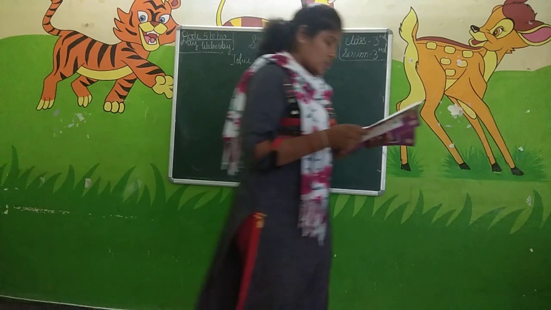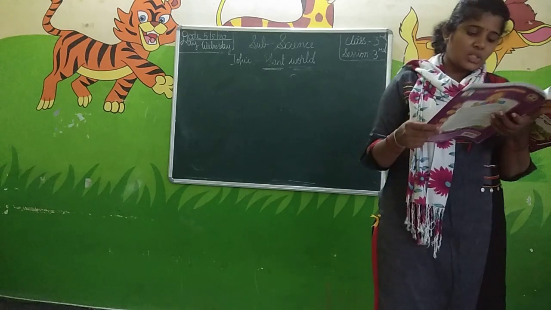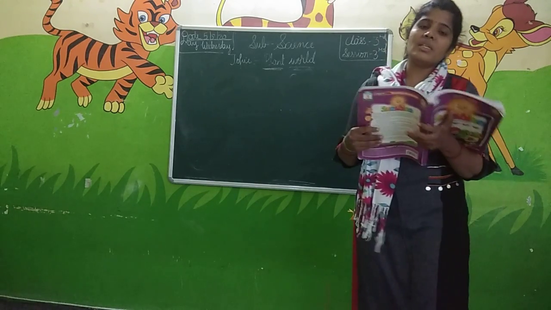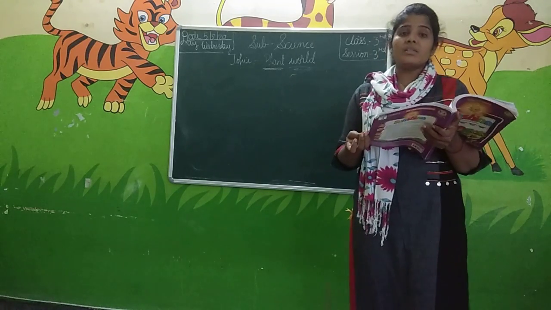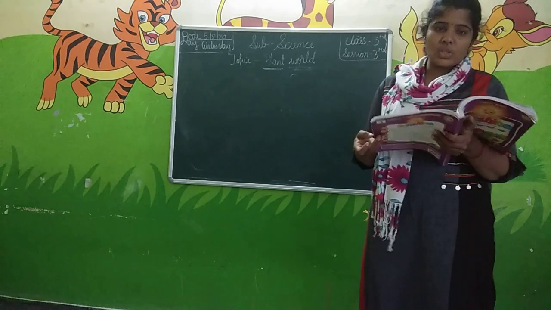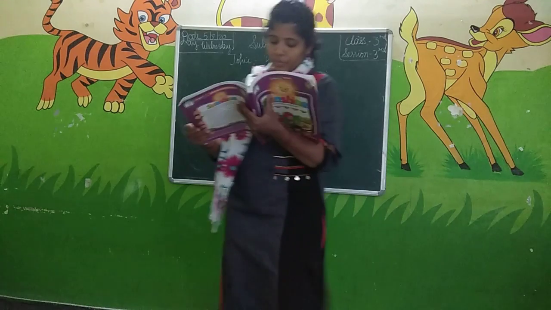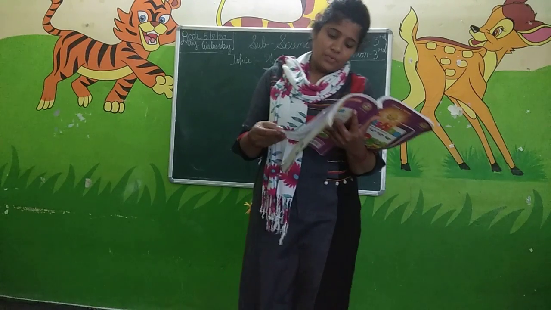Some seeds give us oil. For example, we get oil from the seeds of plants like mustard, soya bean and sunflower. Okay, we get the oil from seeds itself. From groundnuts, soya beans, sunflower and mustard also, we get the oil from all these seeds. Okay, this is about the plant world.